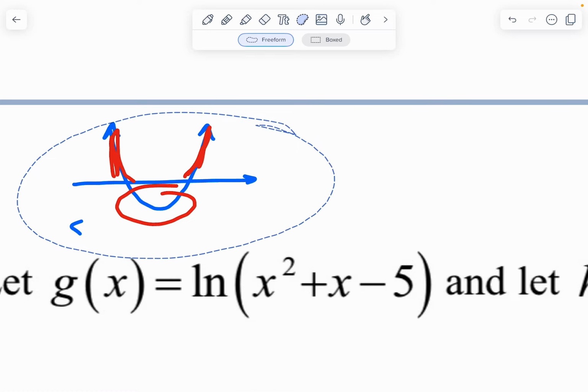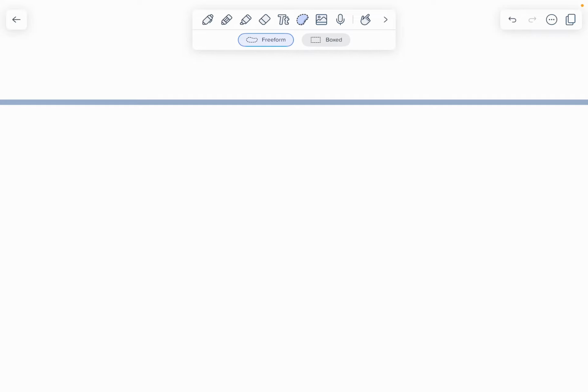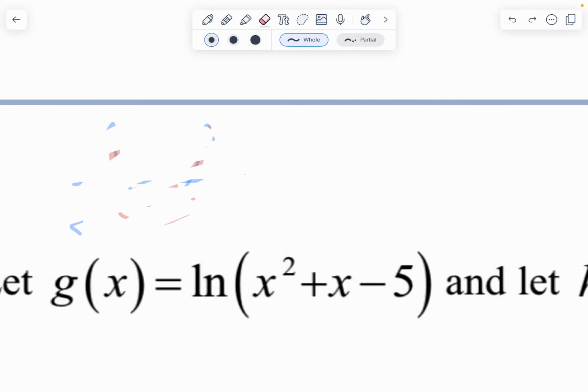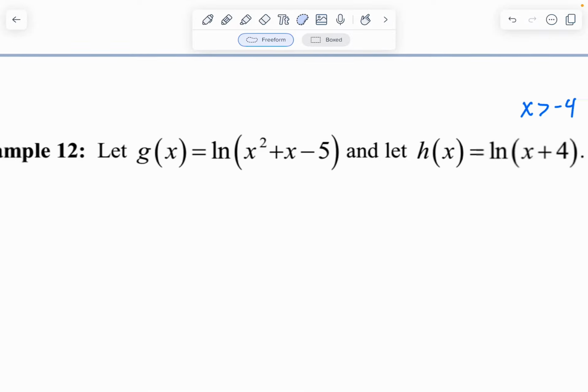Let me get rid of that really fast. Delete. Where is it? There it is. Oh, too much. Undo. How about we just erase? Okay, sorry. Here we go.